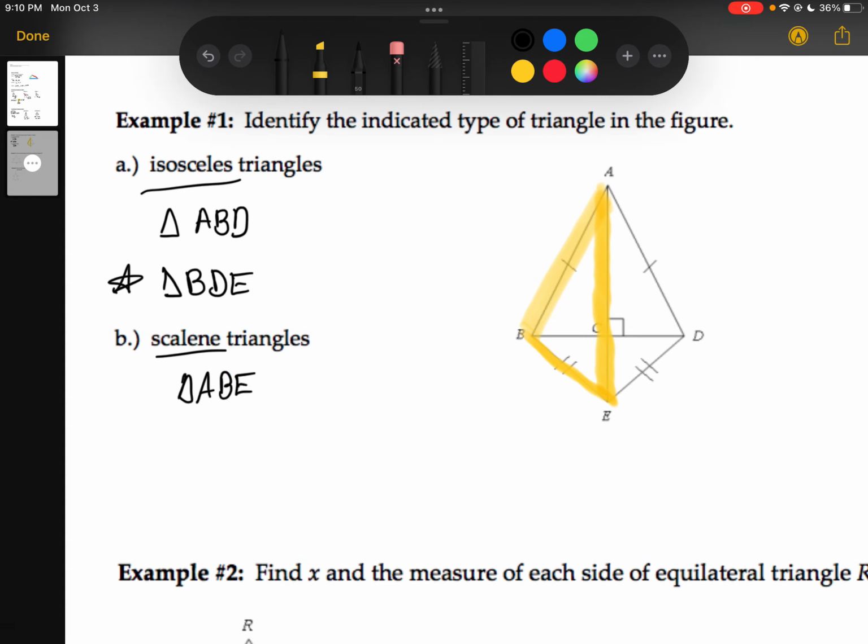A bunch of other different ones here. That's not the only scalene example, but just to show you the process of identifying side lengths, making sure that they're different. And as long as that's true, then you got yourself a nice scalene triangle.